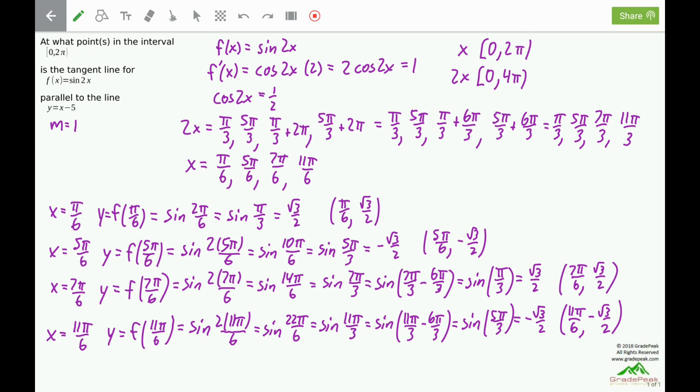And there's our 4 points in the interval from 0 to 2 pi, where the tangent line for the original function f of x is parallel to the line y equals x minus 5.